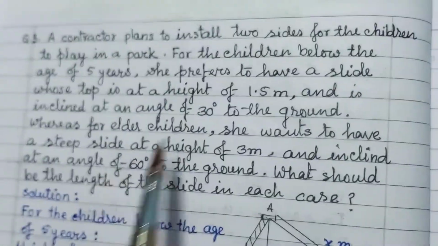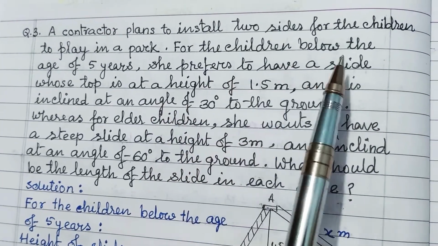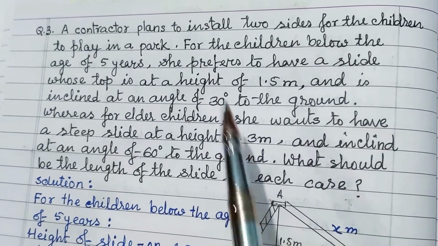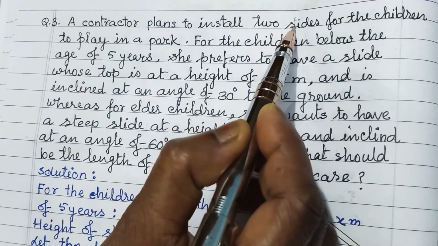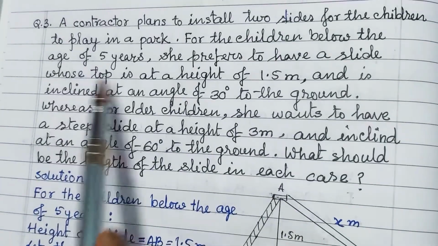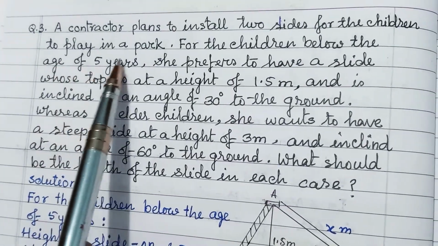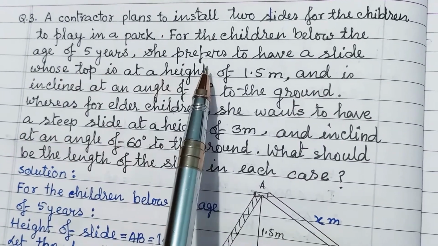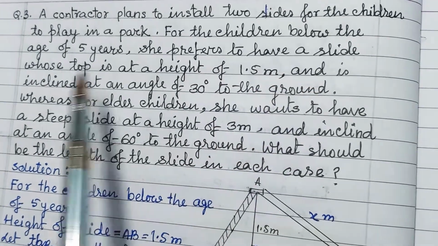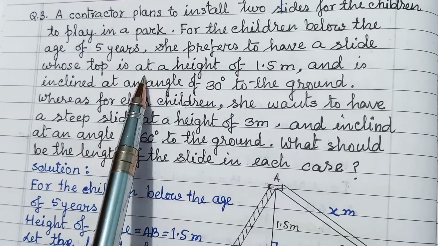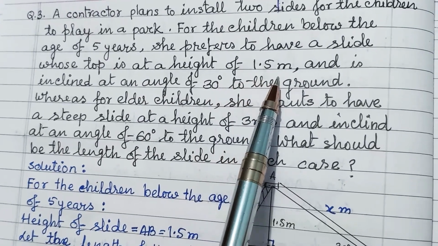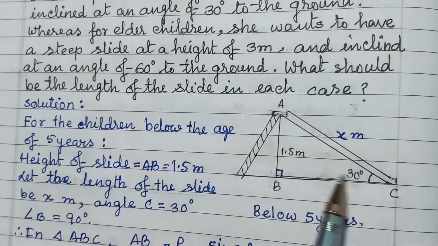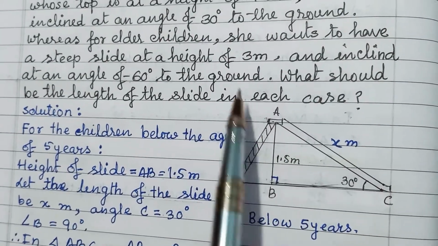A contractor plans to install two slides for the children to play in a park. For the children below the age of 5 years, she prefers to have a slide whose top is at a height of 1.5 meter and is inclined at an angle of 30 degree. So this one is the smaller one for small children.